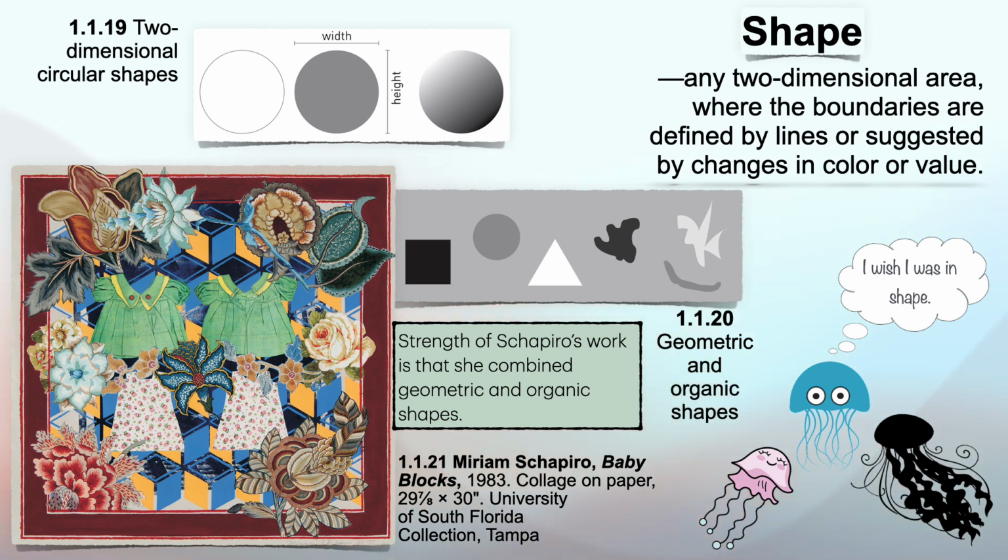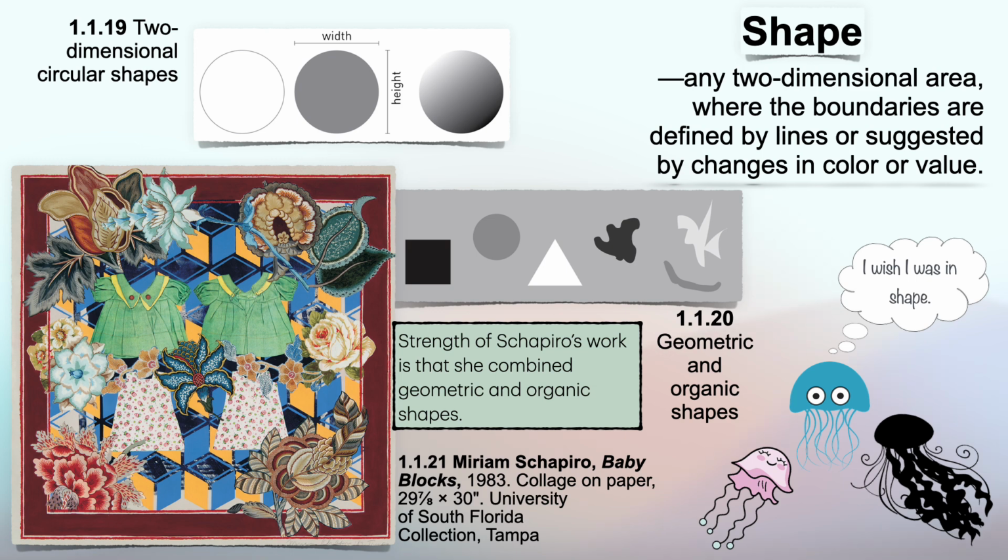Shape, the next element in the chapter. It's any two-dimensional area where the boundaries are defined by lines or suggested by changes in color or value. A circle is a shape. It has a width and a height. In this case, they are the same.